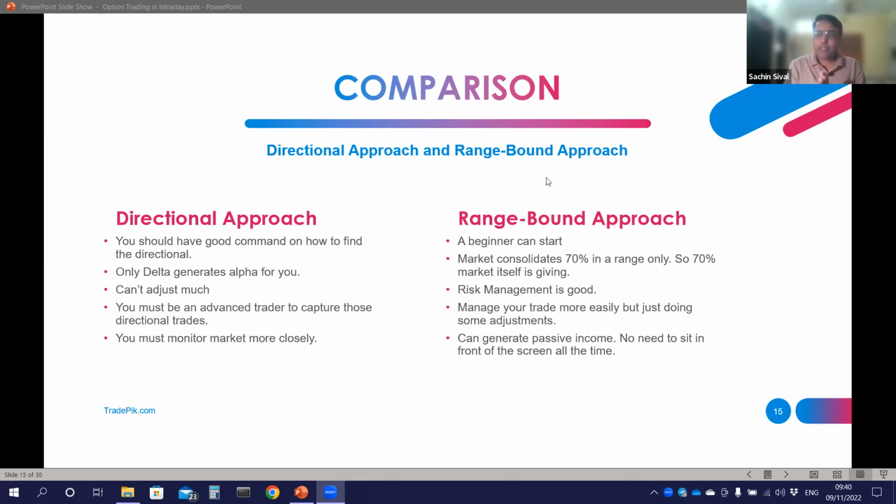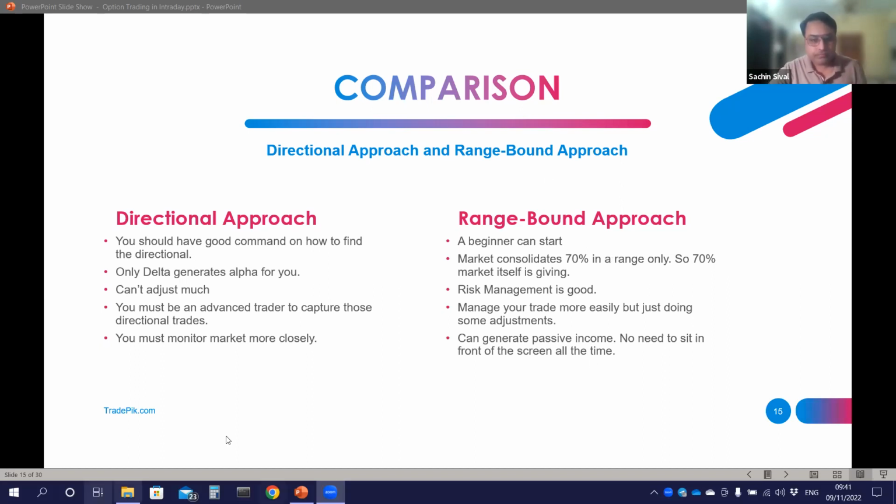So in the market, you can trade with two types of approach: one is directional and one is range bound. Let's talk about the directional approach first. In the directional approach, you have to be very good at technical analysis, price action, or chart reading, where you can find the direction of that particular trade. So you have to be very good at directional trading.